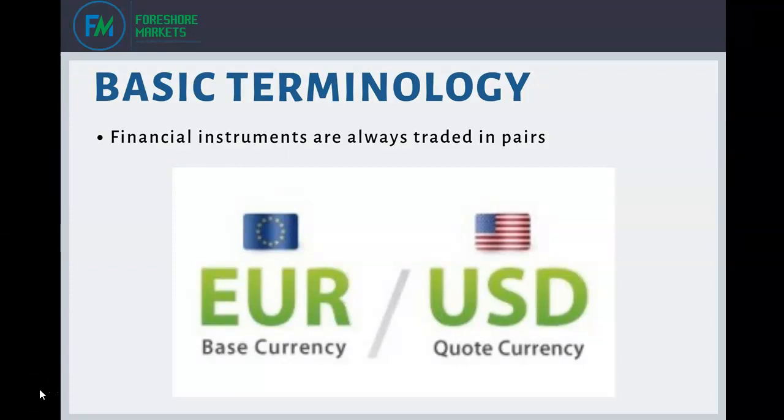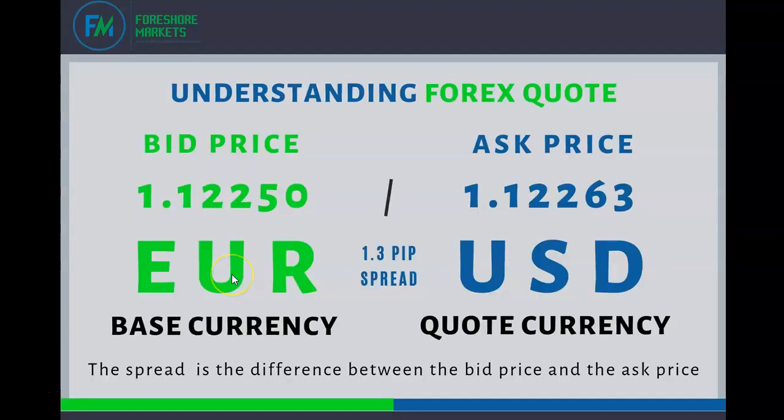How do we read a Forex currency quote? Just like you saw on the MetaTrader 4 terminal, you always see one currency on the left and one currency on the right. The currency on the left is always called the base currency, while the currency on the right is always called the quote currency. This is a basic example for the euro-dollar currency pair. On the trading terminal, you always see two prices.